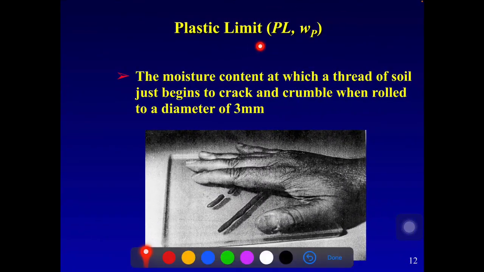And then the plastic limit. You roll the soil sample until it begins to crack and crumble. But the diameter must be 3 mm. The diameter of the soil sample that begins to crack and crumble must be 3 mm. Then you check the moisture content of this soil sample. That is your plastic limit value.